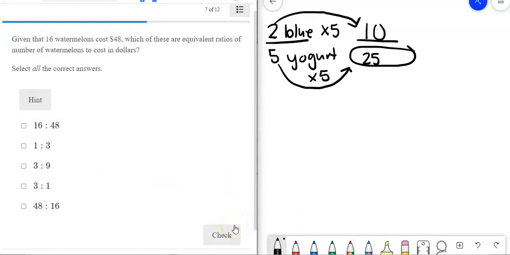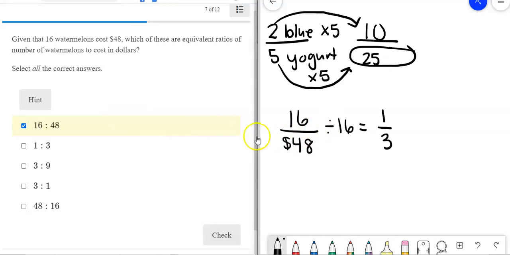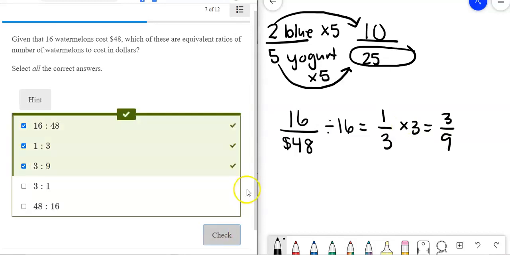Given that 16 watermelons cost $48, which of these are equivalent ratios of number of watermelons? So that's watermelons first. There are 16 watermelons for $48. So that one's right. It says all the correct answers. If I simplify this down, I get 1 over 3. So 1 to 3. And then if I multiply it by 3, I get 3 over 9, which is this one.